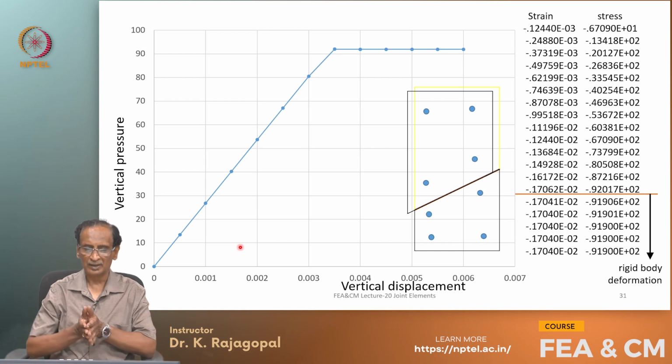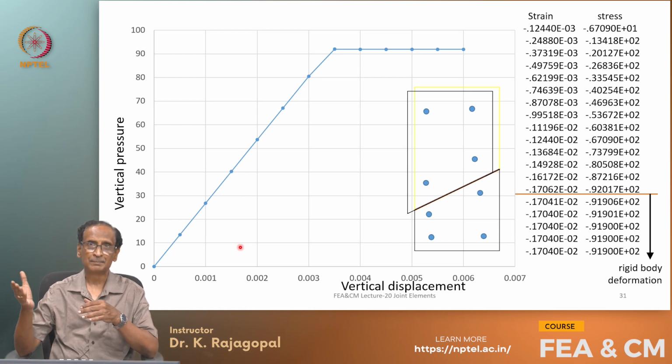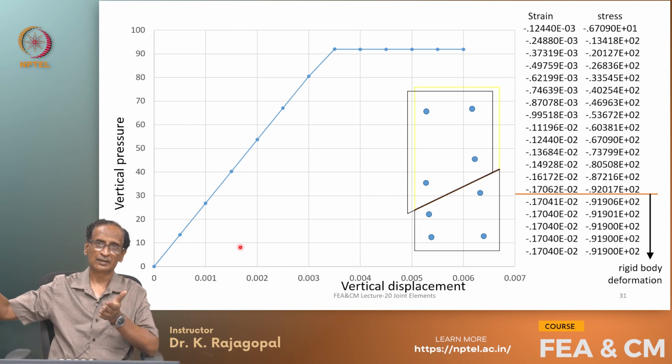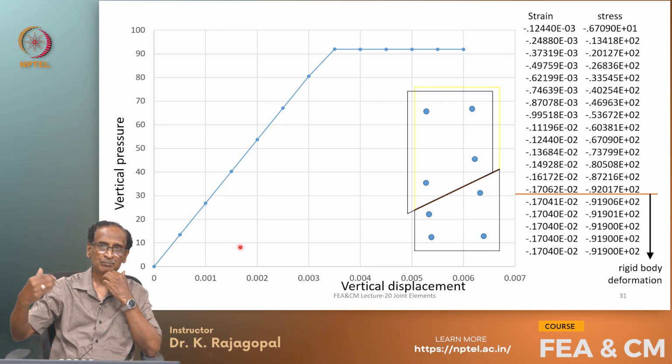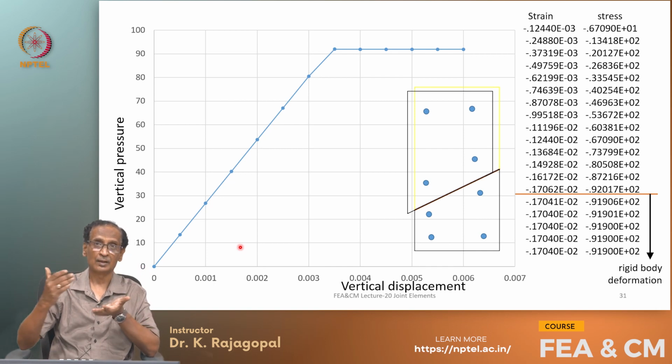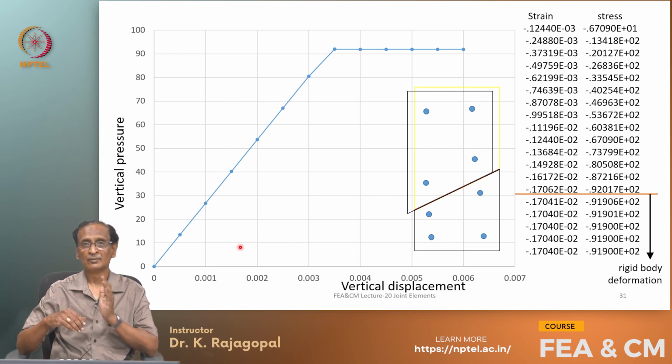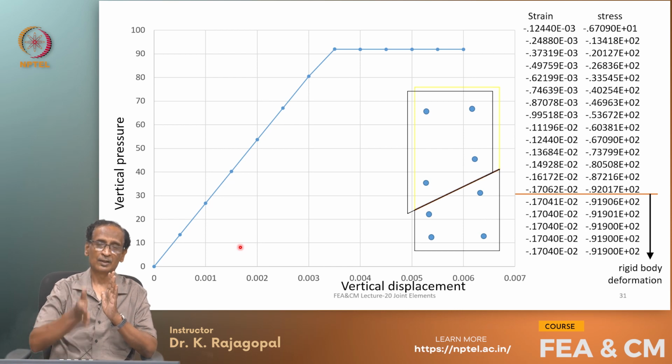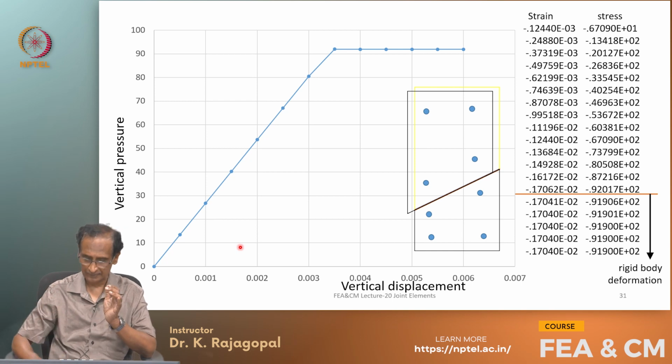So through this simple example, we are able to demonstrate the use of interface element for modeling of rock joints or other weak planes. For example, if you have 2 layers of soil, we can place an interface so that we can capture the stresses that are active at the interface between the two soil layers, or between a retaining wall and the soil. We can place an interface layer and see what is happening.